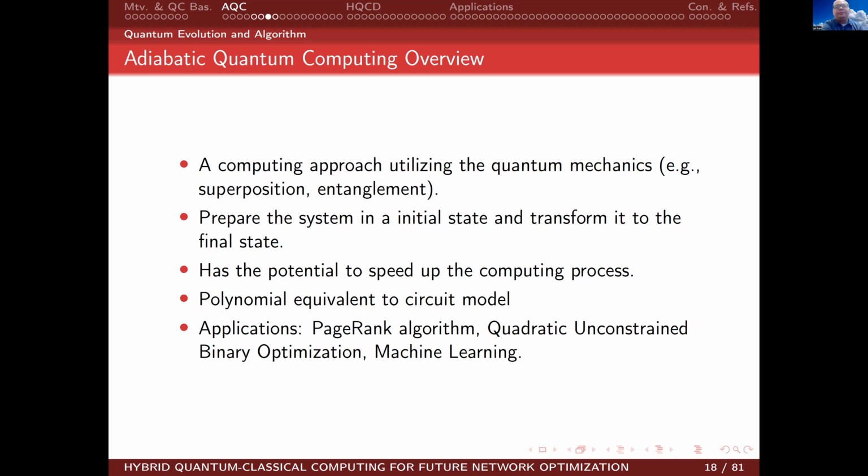And for this adiabatic quantum computing, scientists have already designed some algorithms to solve some applications in the machine learning area and the quantum quadratic unconstrained binary optimization model, and also some scientists use it to design the PageRank algorithm.